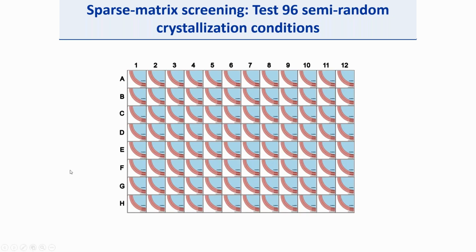A common method for crystallographic screening is called sparse-matrix screening, and this is where you can test 96 semi-random crystallization conditions, and you pick a semi-random point on that crystallographic phase diagram for each condition and hope that one of them falls within that sweet spot, and you're able to identify a crystal hit. And typically, if you do not see a crystal hit, you disregard that condition and move on and test something else, even if you were very close and only just undersaturated or oversaturated.